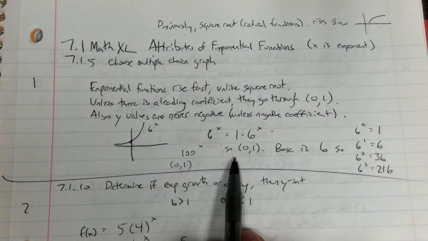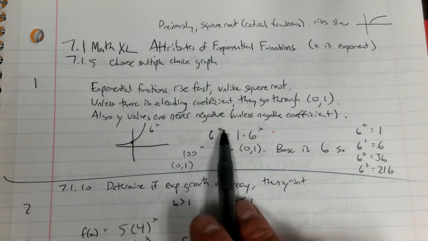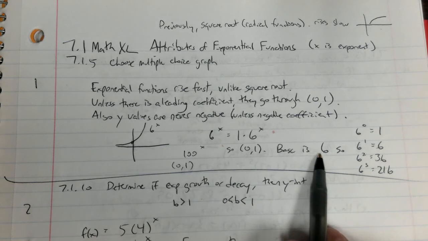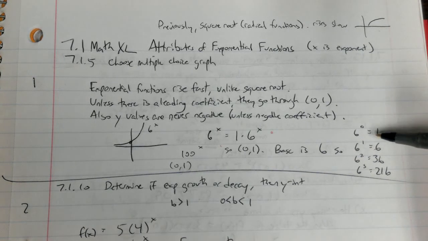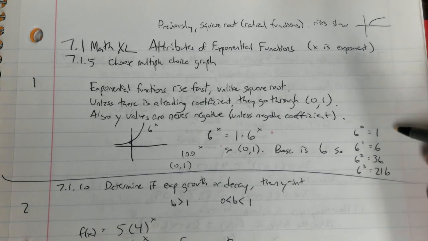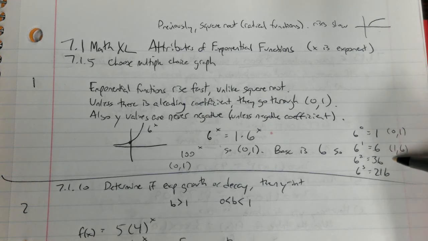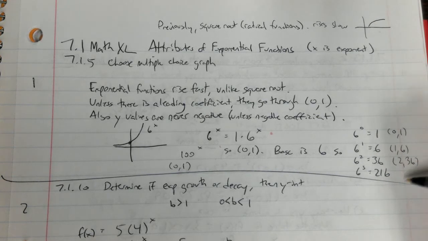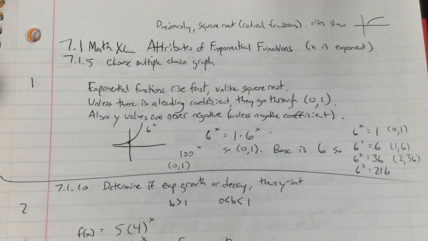Also, I'm just telling you characteristics, like if it's 6 to the x, that base is 6. And so think of 6 to the 0 as 1, which is why it's the 0, 1 ordered pair. And then the next one would be 1, 6, then 2, 36, and so forth. So it grows very fast.